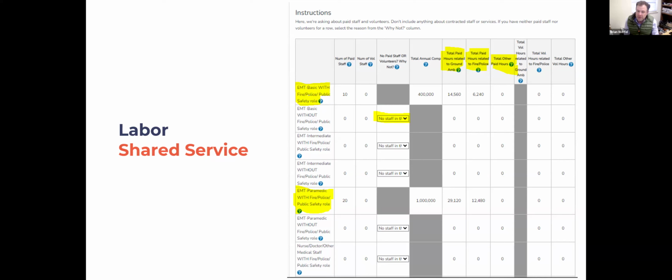So going back to that sort of Venn diagram that we looked at earlier, the general rule in terms of how we're going to report, and this is true not just for labor, but all of the sections that come after this, is if the individual is entirely devoted or the cost is entirely devoted, maybe the vehicle, the facility, etc., is entirely devoted to EMS operations, you would report the full cost of that.